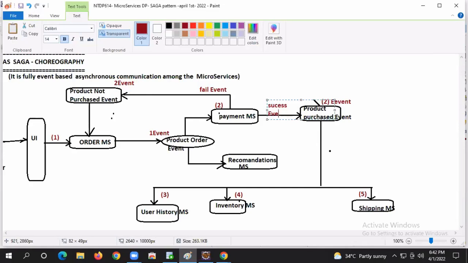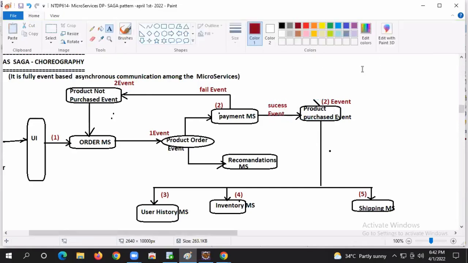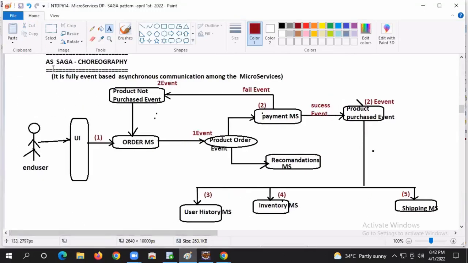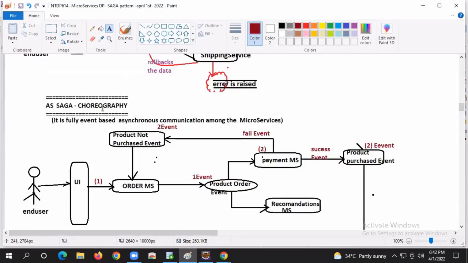Success event. Understanding my point? Right. I think you got the clarity, guys. Okay. This is SAGA choreography, boss. What is this? SAGA choreography.